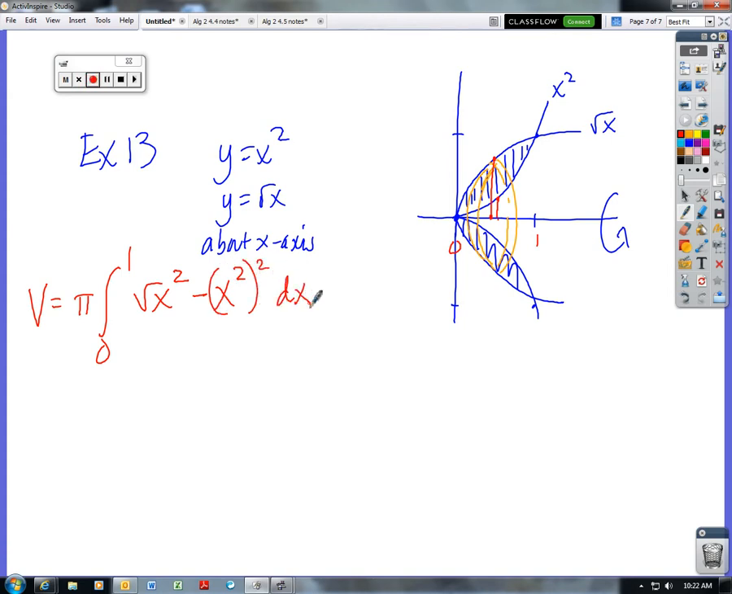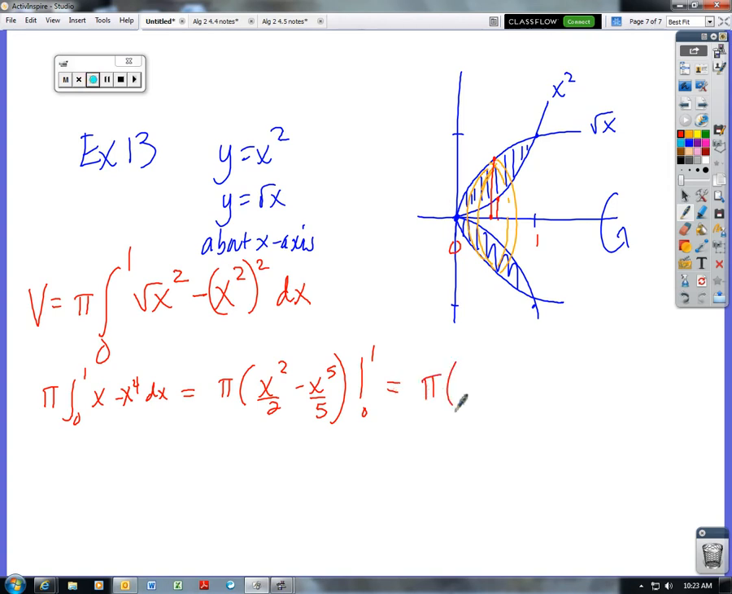So we've set it up using the washer method. Now, I'll clean this up a little. That's x minus x to the 4th dx. So when we integrate, we're going to have pi out front, x squared over 2 minus x to the 5th over 5, and we're going to evaluate that from 0 to 1. Fortunately, those are easy to evaluate, thank goodness.